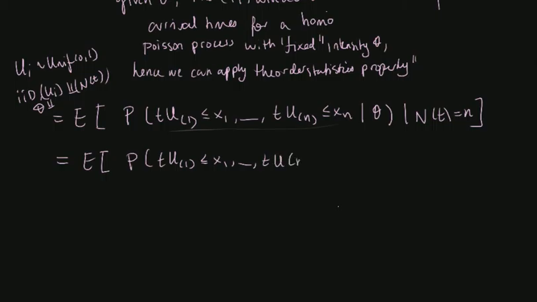And also, we note that since the U's are all independent from N as well, we can also remove the condition on the N(t). And now I just have the mean value of a probability, which is just a number. So the mean value of a number is just that number itself.